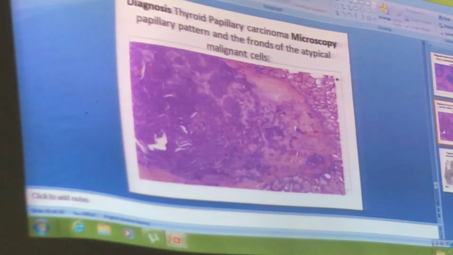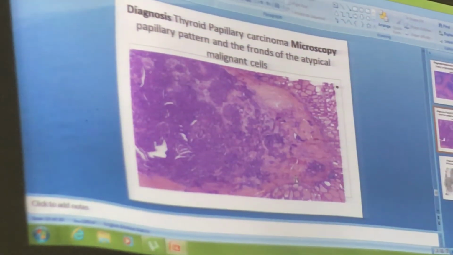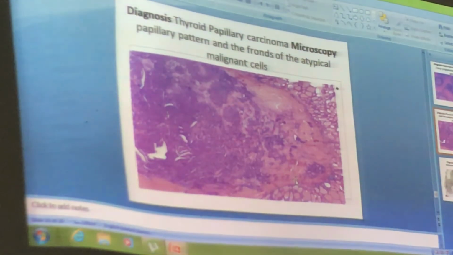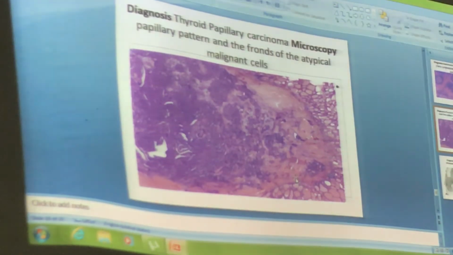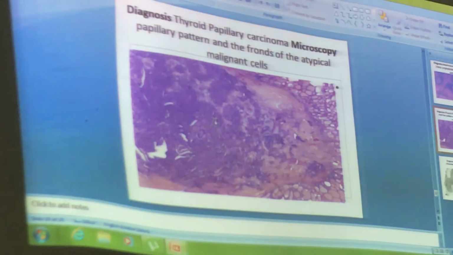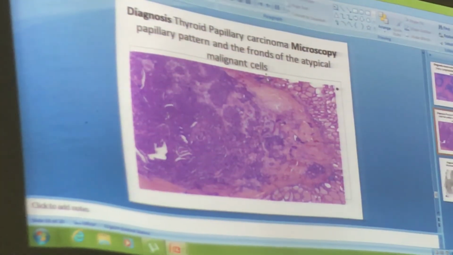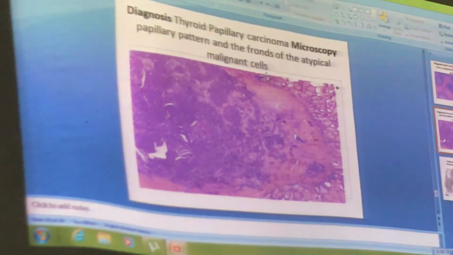Papillary carcinoma, again it will tell you papillary pattern. You do not see the papillary pattern clearly because it's been shown from very far. But you know the papillary pattern, because these gaps and grooves you see in between mean there are spaces in between, so they are like papillae. Fronds and atypical malignant cells.